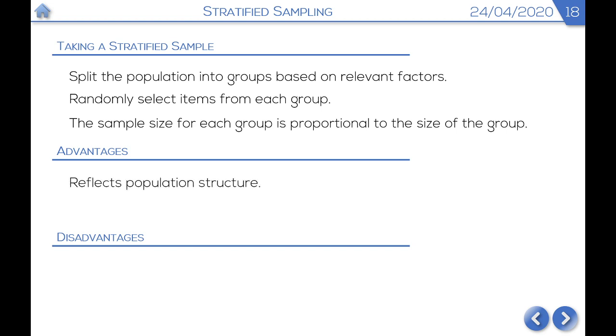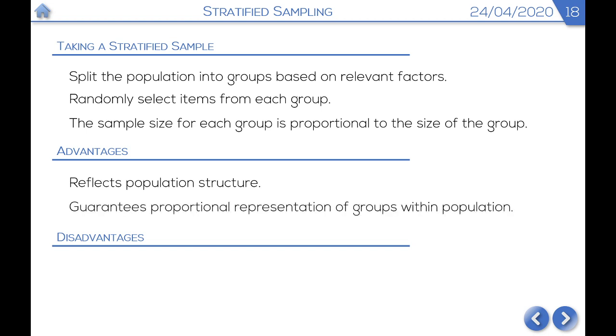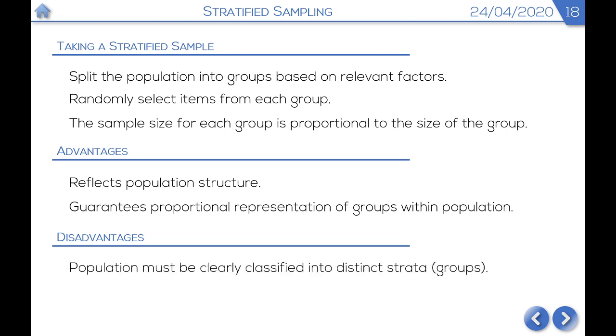Key advantages is that it accurately reflects the population structure, provided you set up your groups sensibly to start off with. So you've got to be careful about the groups you choose, otherwise that becomes a disadvantage instead of an advantage. And the second one is that within those groups we're choosing the right amount of people. So if we've got, for example, twice as many boys as girls, we would choose twice as many boys in our sample as well. However, disadvantages: you've got to come up with the groups, and if you don't come up with sensible groups, it's going to mess up your data.